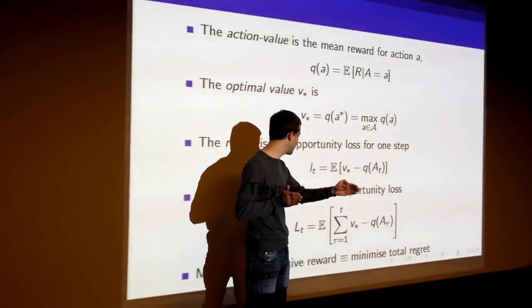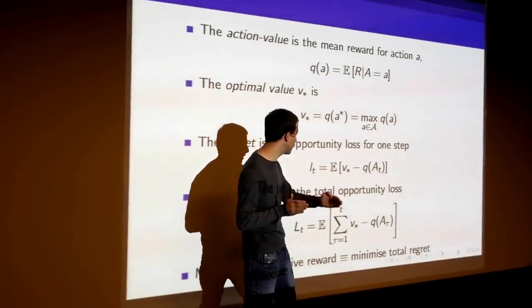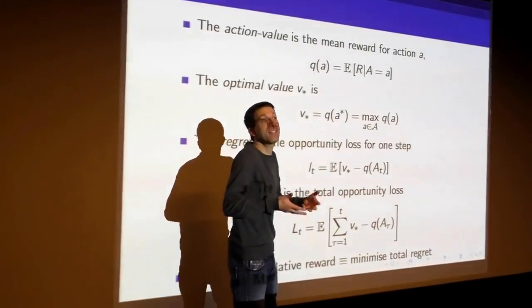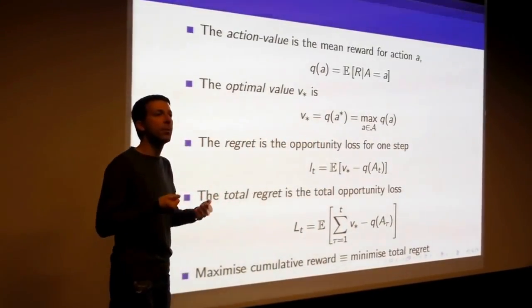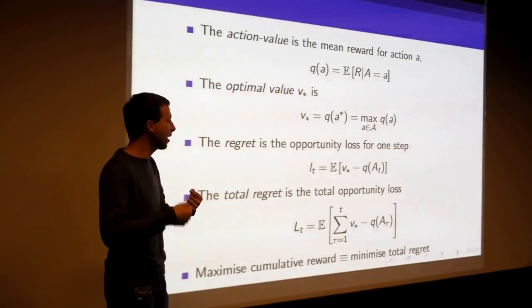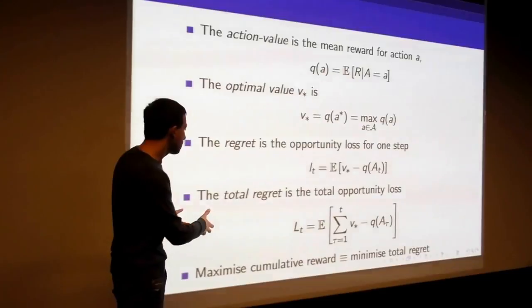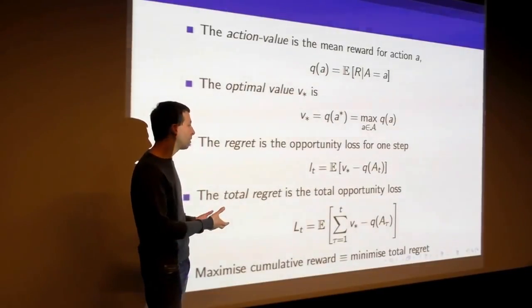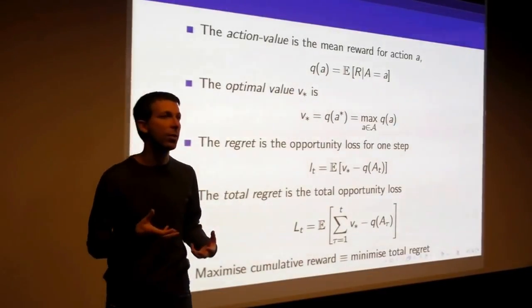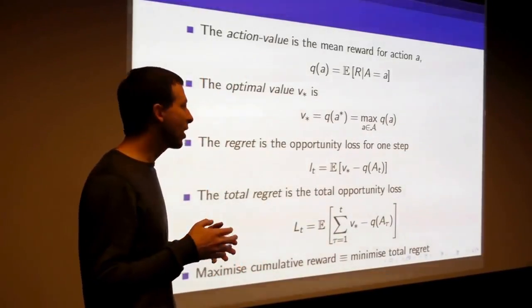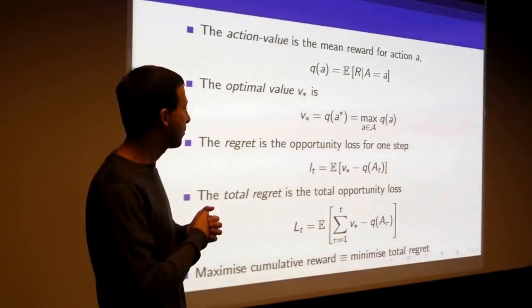We're going to play this game for t steps, and now we want to know, if we play for t steps, how much opportunity loss do we incur? How much better could we have done if we'd known the optimal arm in advance? When we say we want to maximize cumulative reward, that's the same as trying to minimize total regret. Okay?